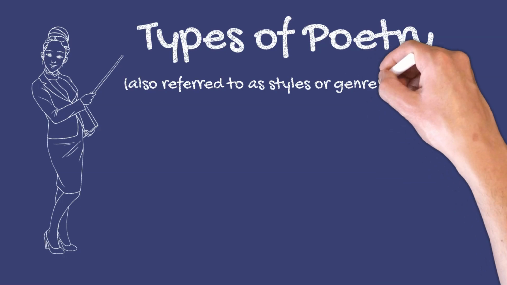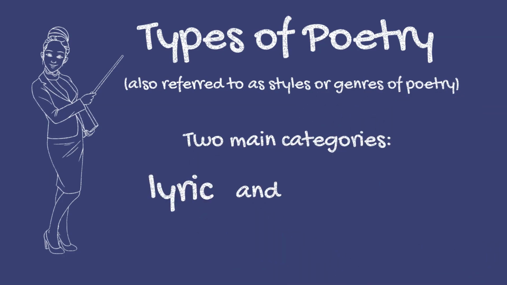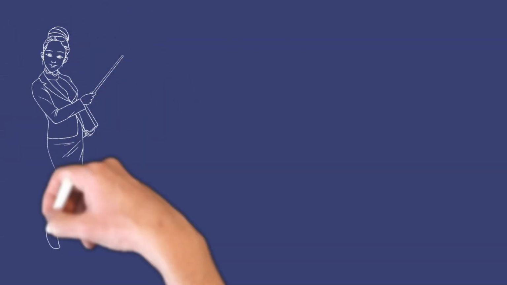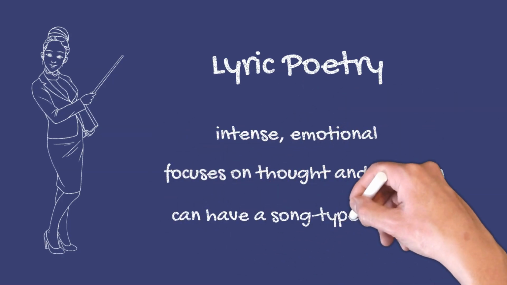We're going to cover two main types of poetry, also called styles or genres of poetry, as well as another category. The two styles are lyric and narrative. Lyric poetry is intense and emotional. It focuses on thought and emotion, and it can have a sort of song-type quality.